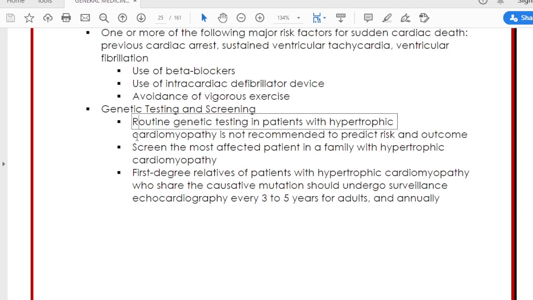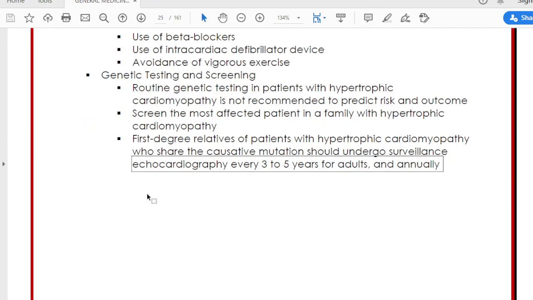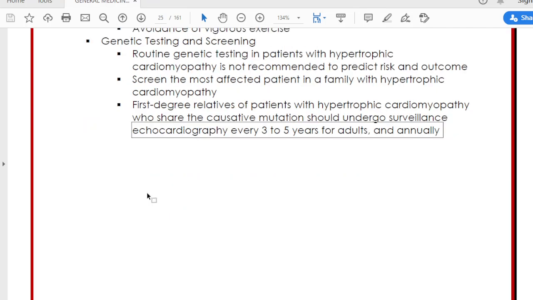Routine genetic testing in patients with hypertrophic cardiomyopathy is not recommended to predict risk and outcome. Screen the most affected patient in a family with hypertrophic cardiomyopathy. First-degree relatives of patients with hypertrophic cardiomyopathy who share the causative mutation should undergo surveillance, echocardiography every 3 to 5 years for adults, and annually for children.